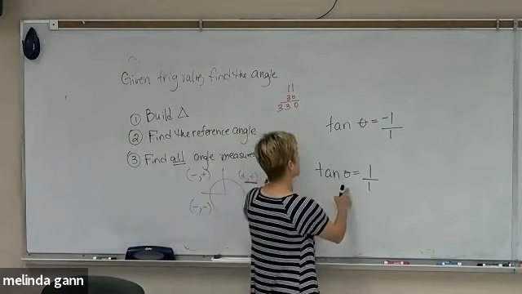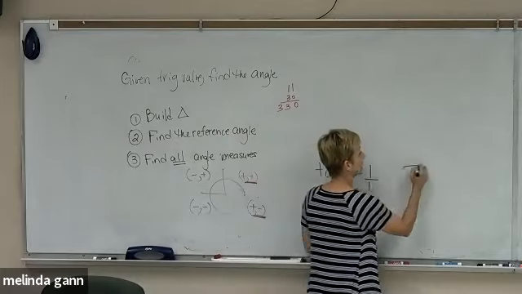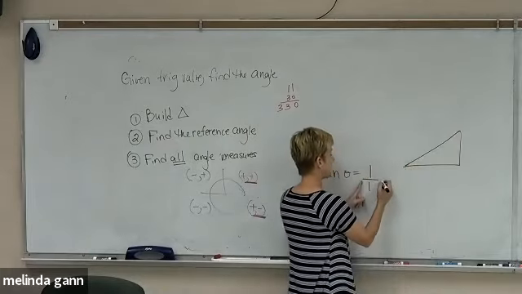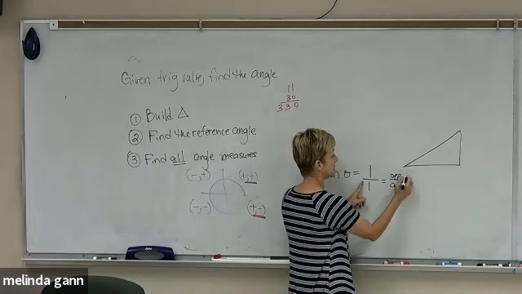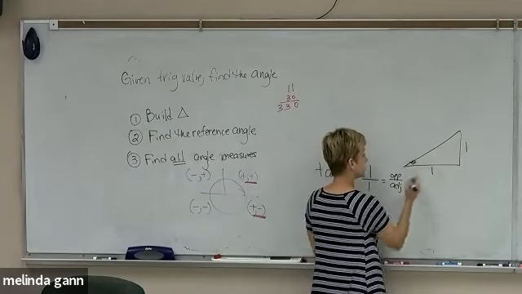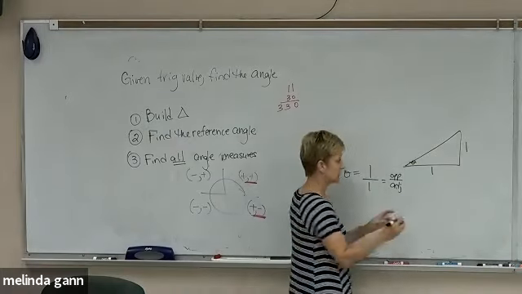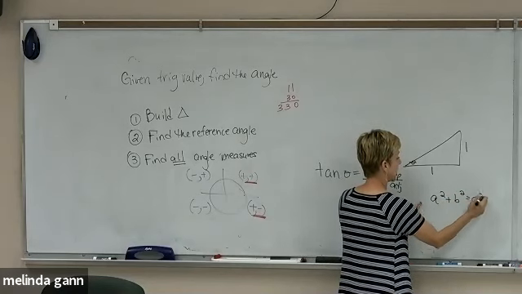So how about if we work this one, since we did a negative one over there a minute ago? So I'm going to build my triangle. Now remember what tangent is. Tangent is opposite over adjacent. So my opposite side is 1 and my adjacent side is 1. So Pythagorean theorem, a leg squared plus a leg squared is my hypotenuse squared.